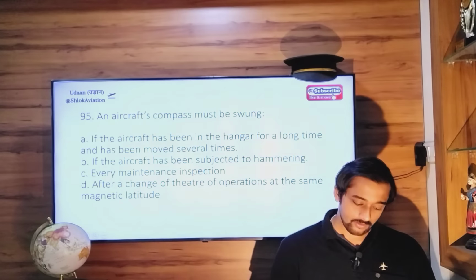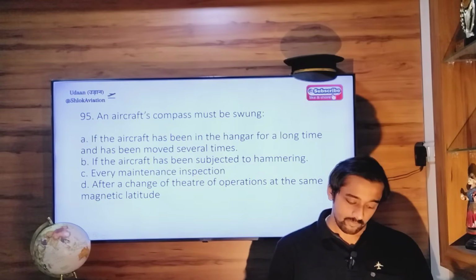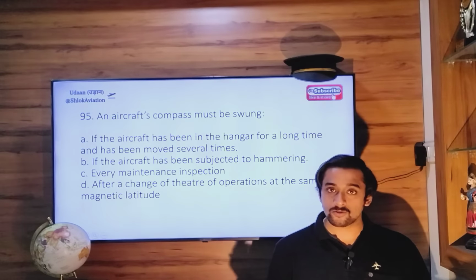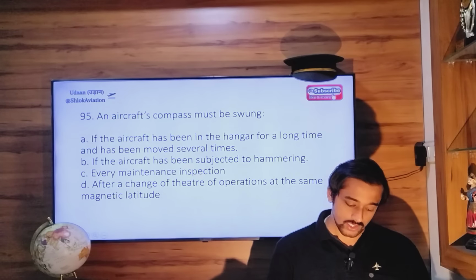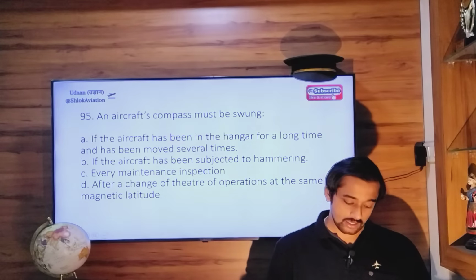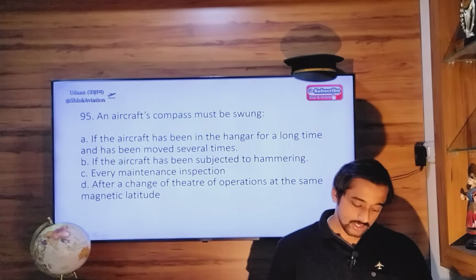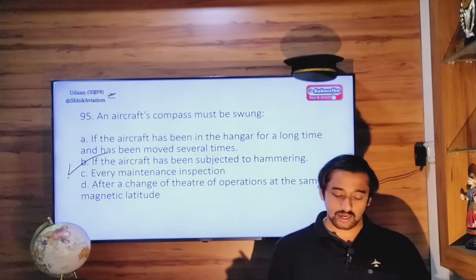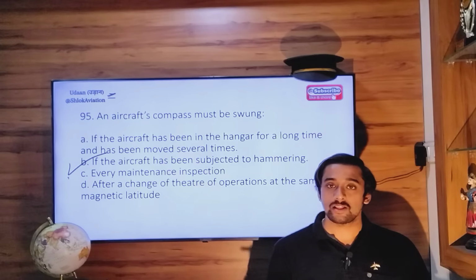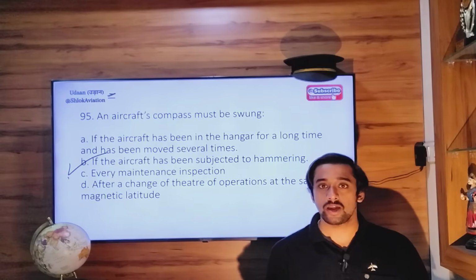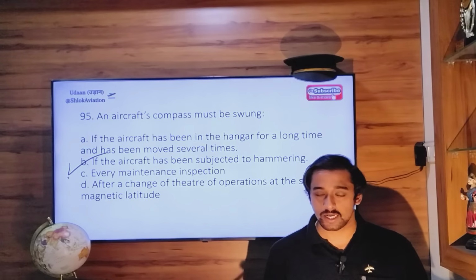Next, question 95. Aircraft's compass must be swung: if aircraft has been in the hangar for a long time, has been moved several times, if aircraft is subject to hammering, every maintenance inspection, after a change of theater of operations at the same magnetic latitude. So correct option will be option Bravo. Whenever aircraft is subject to hammering, there will be deviation and compass swinging is done to minimize this deviation between magnetic heading and compass heading.